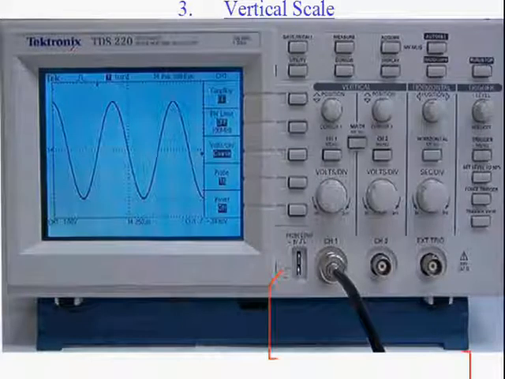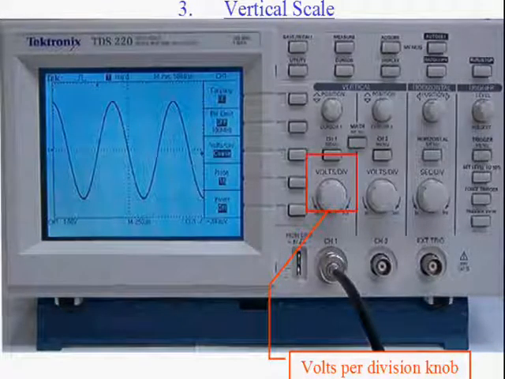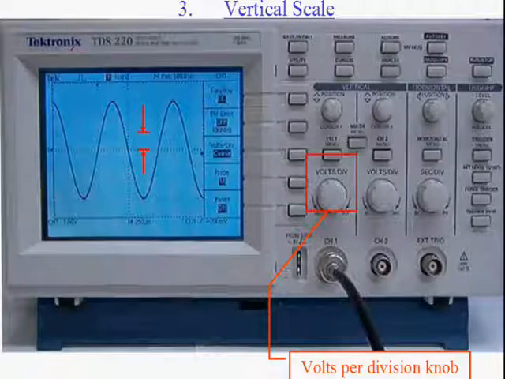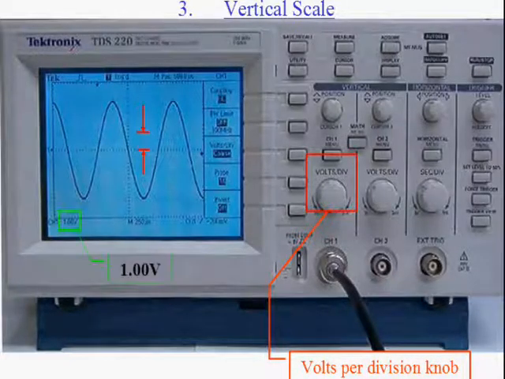Vertical scale. The volts per division knob selects the size along the y-axis. One vertical grid represents a certain amount of voltage. You can find this value at the bottom left corner.